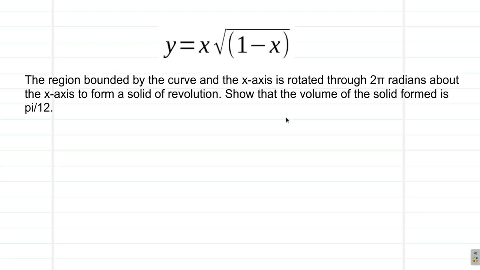You have this function y equals x square root of 1 minus x. The region bounded by the curve and the x-axis is rotated through 2 pi radians. 2 pi radians means 1 complete revolution. Remember that? Same as 360 degrees. So it's rotated through 2 pi radians around the x-axis to form a solid of revolution. Show that the volume of the solid formed is pi over 12.